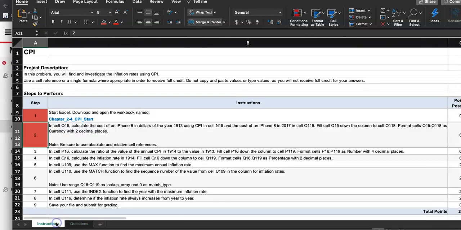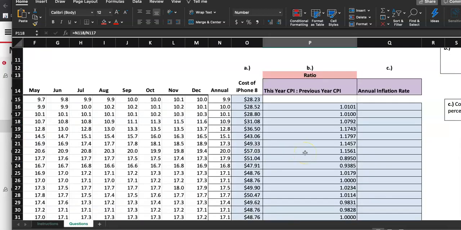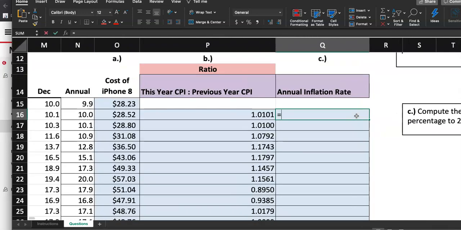Okay, now let's go back to the instructions page. Step number 4. In cell Q16, calculate the inflation rate in 1914. And we're going to fill this cell down and make sure to format this as percentage with 2 decimal places. Now, remember in class we talked about the price of airline ticket and overall inflation rate. You do know how to find the overall inflation rate, and that is by doing, okay, hold on, equal sign. You first have to subtract previous year's CPI from this year's CPI to find that absolute difference first, right?